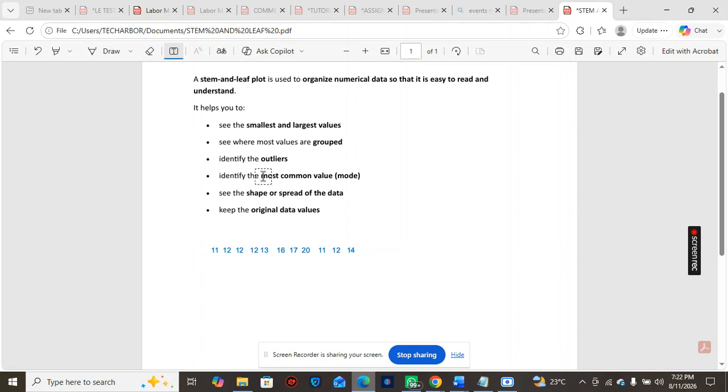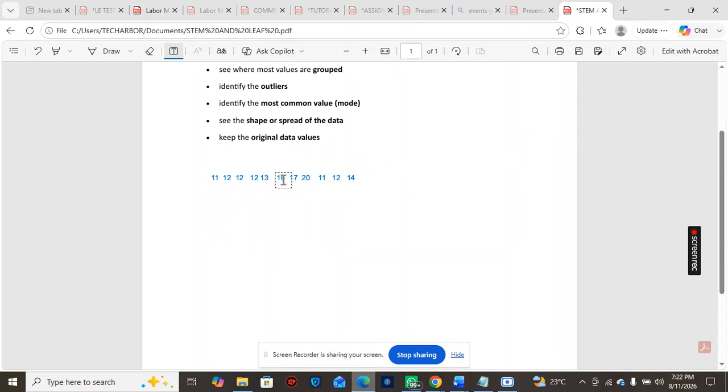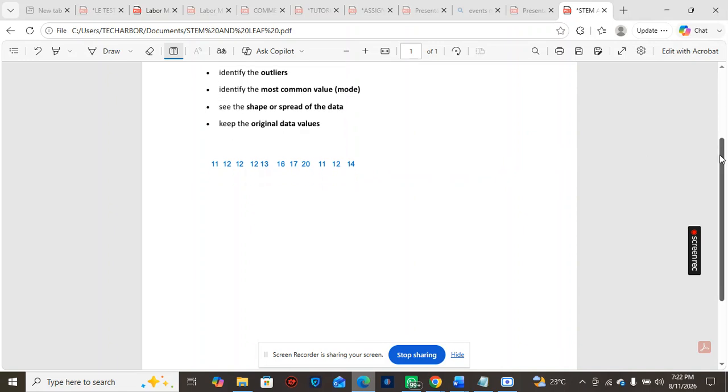It also helps you see the most common value, and it helps you see the shape or the spread of the data. So we will show an example with these numbers here. You've been given random figures here, and you have to create a stem and leaf plot. So remember, this is how it's going to look first. It's a straight line. Then you have the stem here, and you have the leaf here.